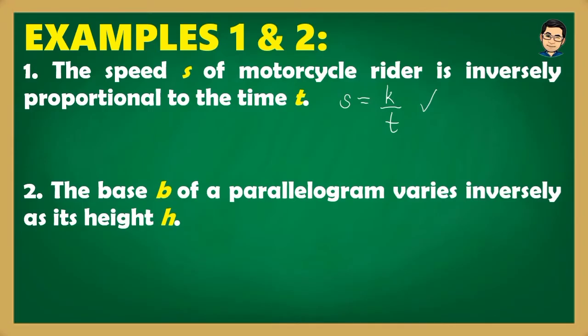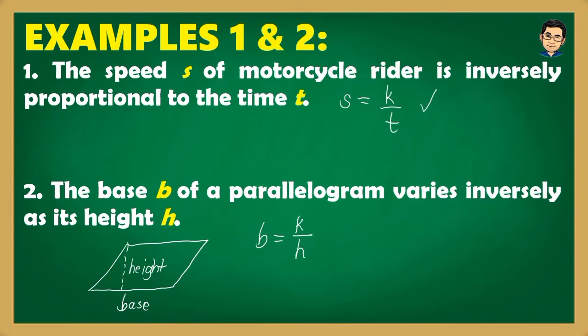Next, the base of a parallelogram varies inversely as its height h. Okay, so yung parallelogram po, ito ang kanyang itsura. Meron po siyang base, and then meron din siyang height. So, paano natin papakita yung equation niya? Simple lang, b is equal to k over h. So, kadalasan, yung k dyan, yung constant of variation, nagpe-pertain siya dun sa area ng parallelogram.